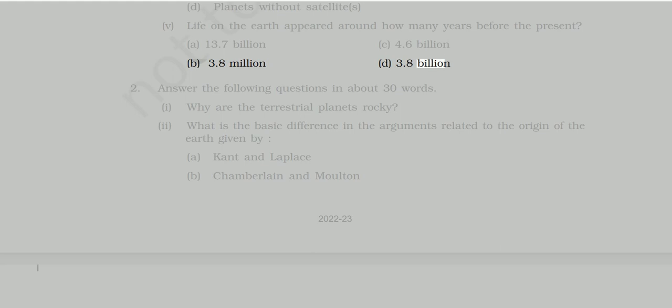2. Answer the following questions in about 30 words. 1. Why are the terrestrial planets rocky? 2. What is the basic difference in the arguments related to the origin of the Earth given by A. Kant and Laplace, B. Chamberlain and Moulton?